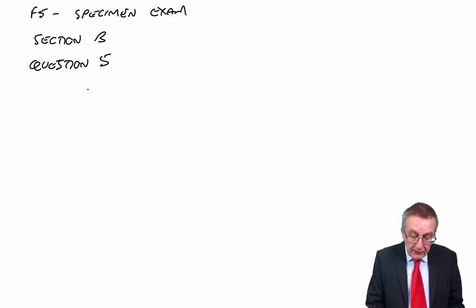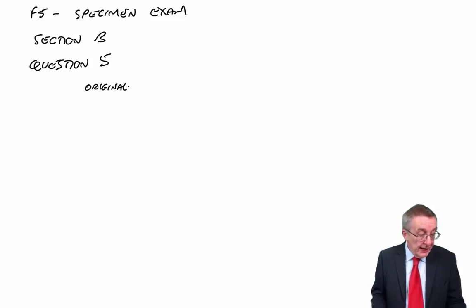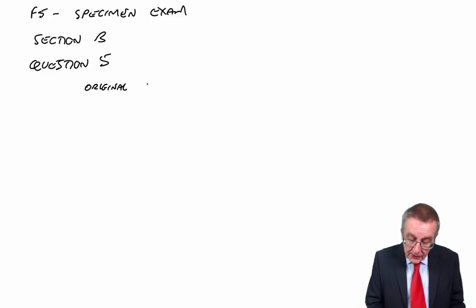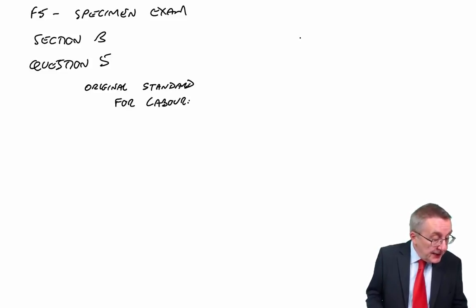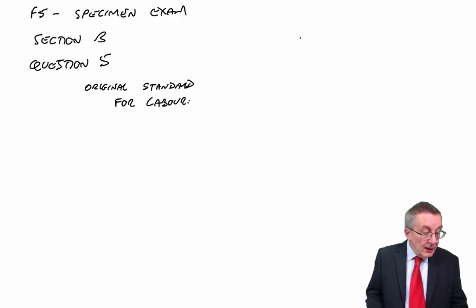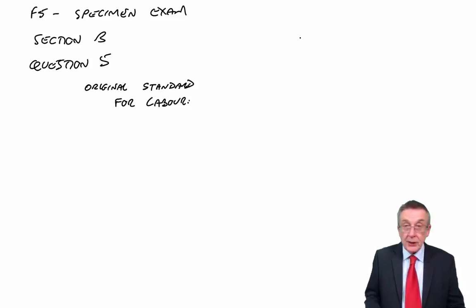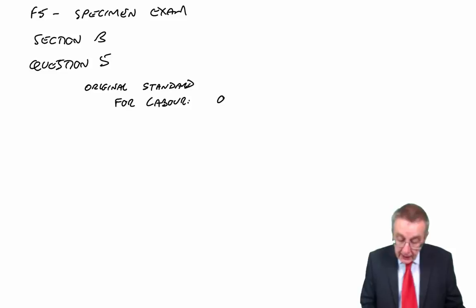What was the original standard? It's only labour we're concerned with, labour rate, labour efficiency. So the original standard for labour per batch, it said in the first paragraph the standard cost is $6 and the standard labour time for each batch is half an hour. So the standard for each batch should take half an hour.